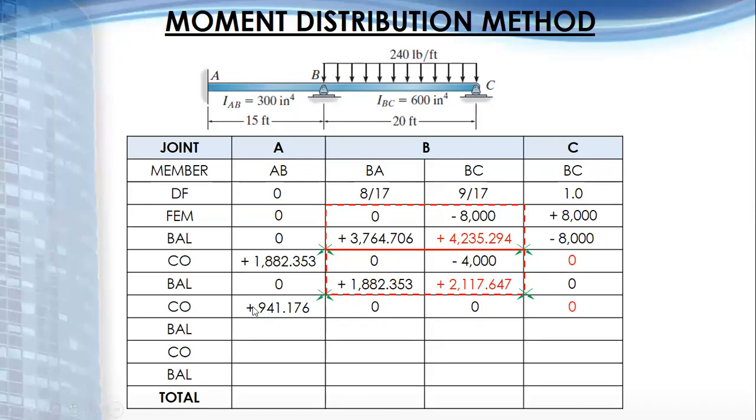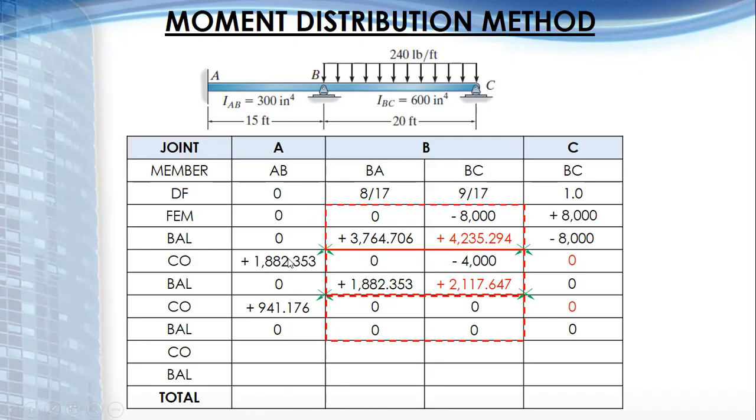And then balancing. Unbalanced moment ang positive. So, the balancing moment is negative 941.176 times distribution factor 0. And for joint B, 0 na tanan. And then CB, 0. So, up to 3 cycles lang ta instead of 4 cycles, kaya 0 naman. So, the next step here is add all the values starting from the fixed in moment, then the balancing, carry over, balancing.